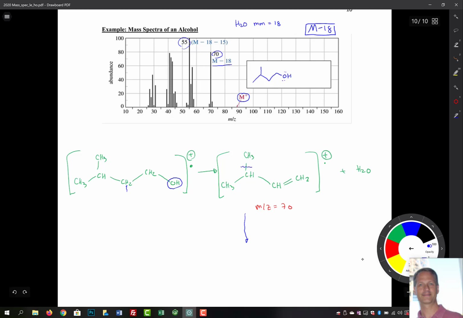So when we do that, we have a CH3, CH plus, CH, CH2, right? And then that's plus CH3 radical, and then you of course have loss of water there also. So this mass to charge for that is equal to 55. Notice that it's the parent, which is, right, this number here. So 88 minus 15, that's your methyl, minus 18, right?